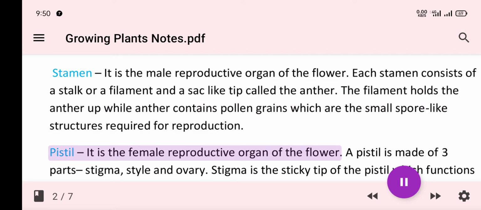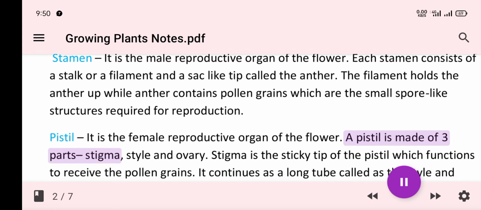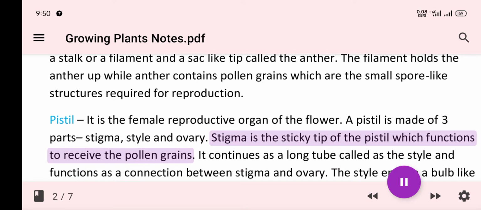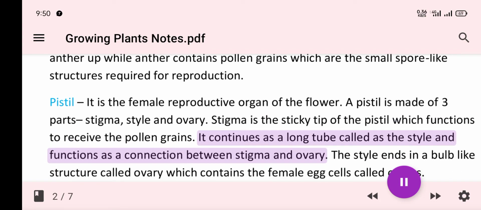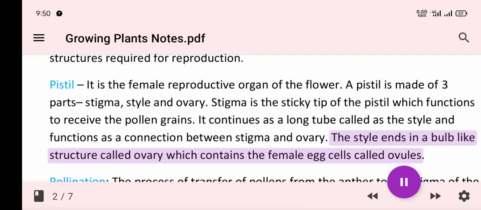Pistil: it is the female reproductive organ of the flower. A pistil is made of 3 parts: stigma, style and ovary. Stigma is the sticky tip of the pistil which functions to receive the pollen grains. It continues as a long tube called the style and functions as a connection between stigma and ovary. The style ends in a bulb-like structure called the ovary, which contains the female egg cells called ovules.